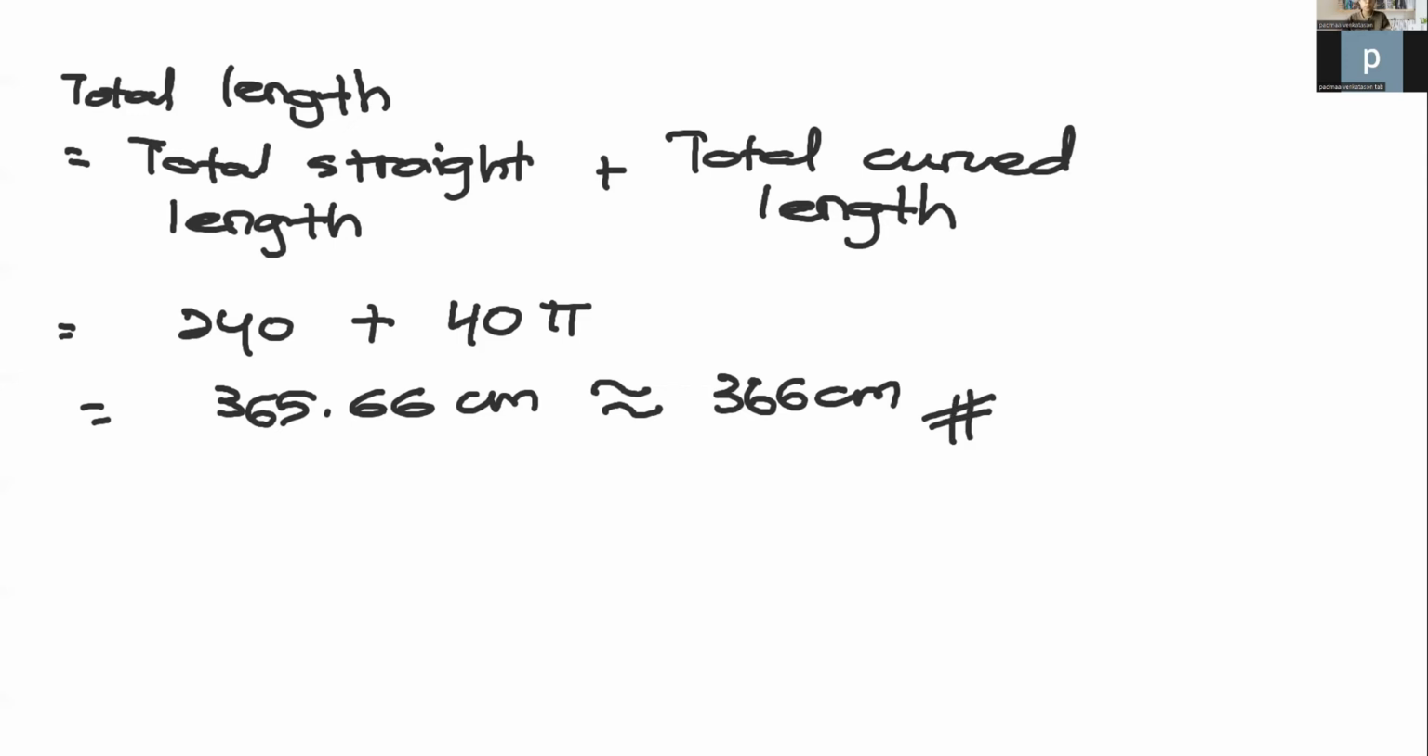Now in part C, the question says, find the area of the hexagon ABCDEF, giving your answer in terms of root 3. Now in order to get the area of the hexagon, there's actually a hint here. We can get the area of the triangle.